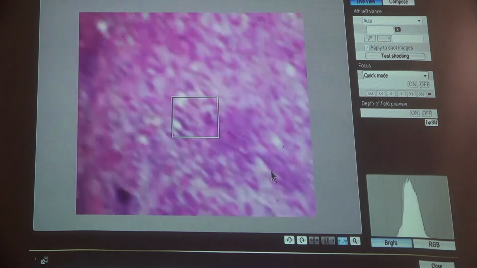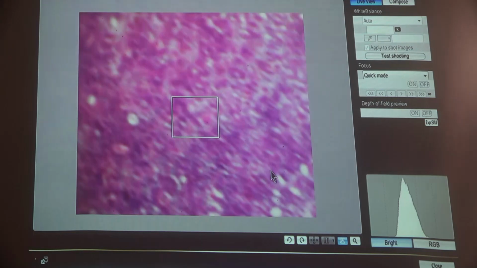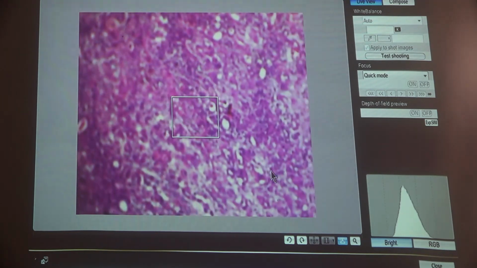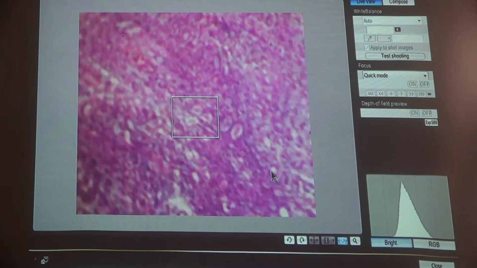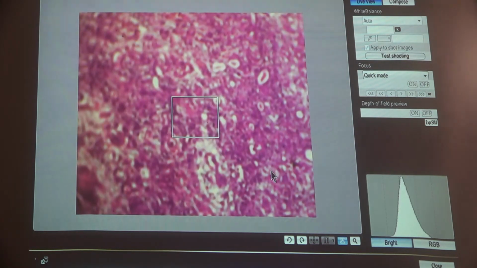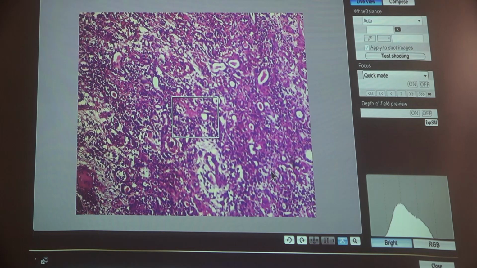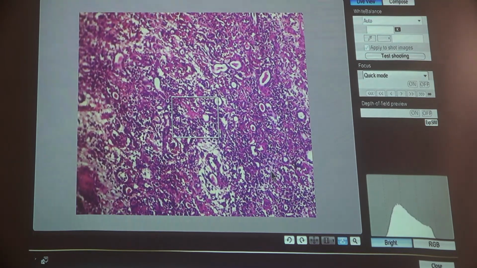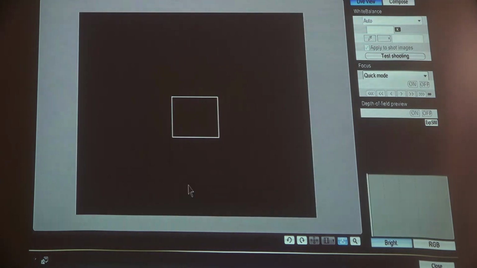High power of the lesion showed destroyed tubules in which there is hyaline material within the lumen, this red area, hyaline cast within the renal tubules, and heavy chronic inflammatory cells infiltration, mainly lymphocytes and histiocytes. A higher power also.